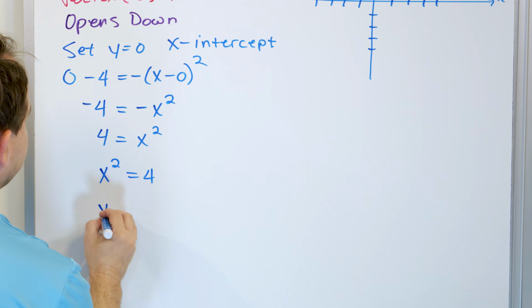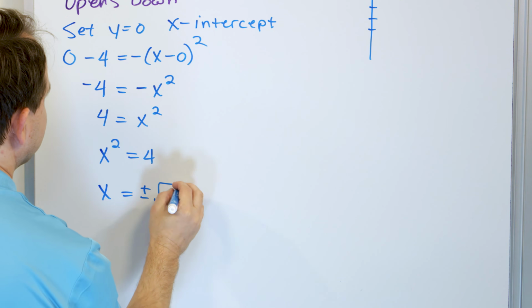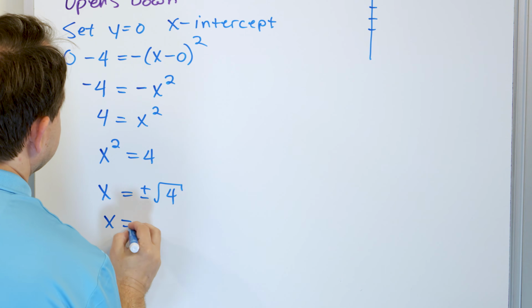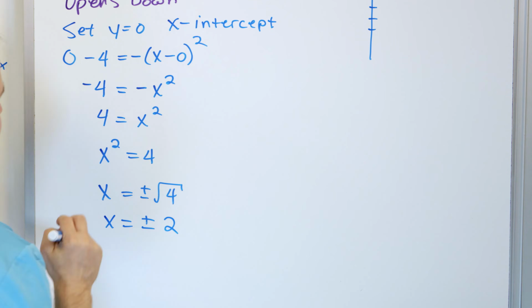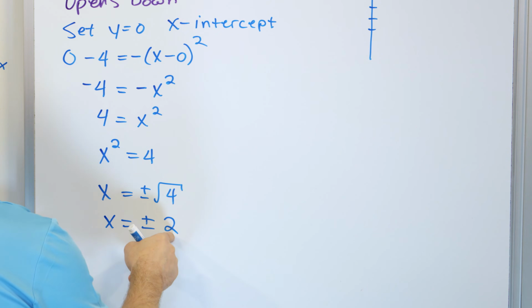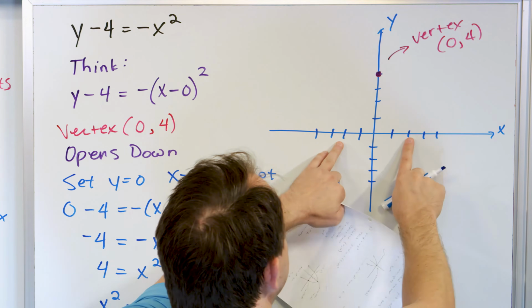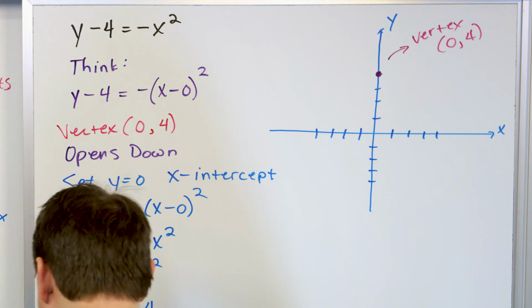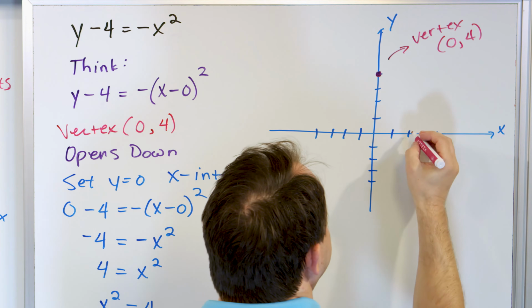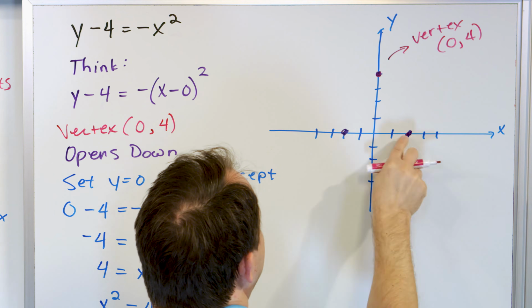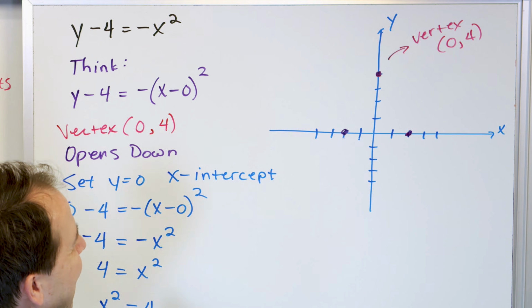And I think you know what to do next. You take the square root. So you get x is plus or minus the square root of 4. We've done radical equations before. So you have x is plus or minus 2, right? So that means that at plus or minus 2 on the x-axis, the y value of the function is 0. So that means that right here there's an intercept at +2 for x and at -2 for x. Of course, the y value is 0 for both of those because it's on the axis.